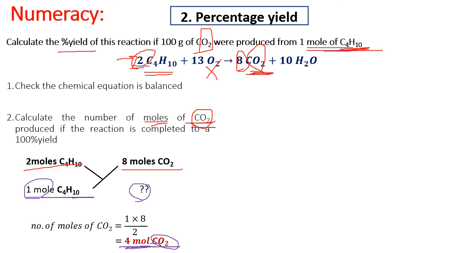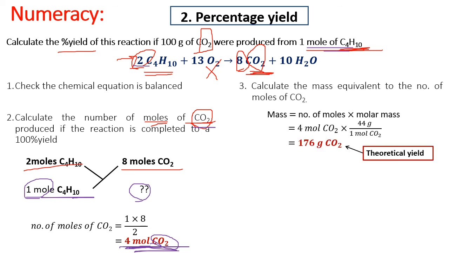Since we need it in terms of grams, we need to convert those number of moles into grams. How do we do this? We use the previous rule. The number of moles is equal to mass over molar mass. Then the mass would be equal to the number of moles multiplied by the molar mass. Exactly similar to the previous rule.